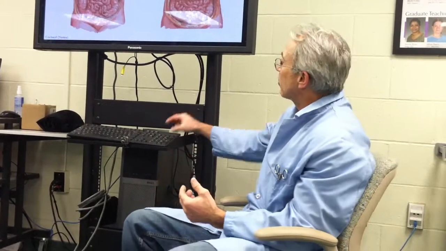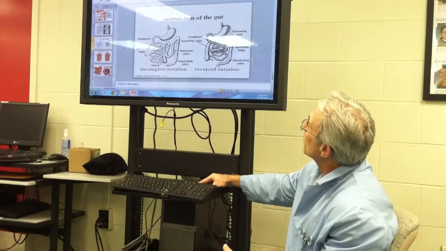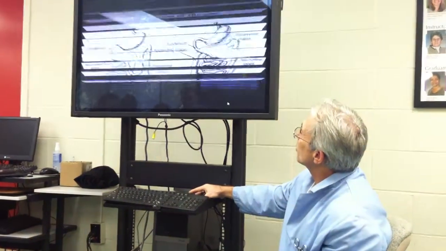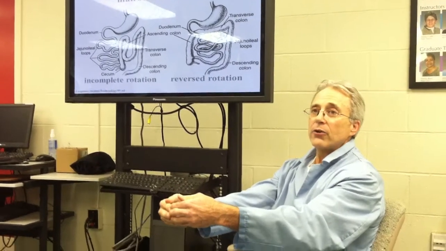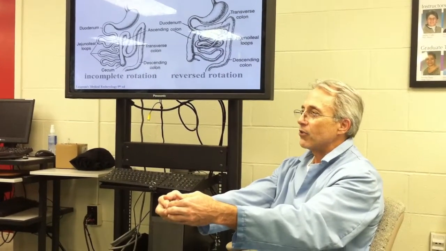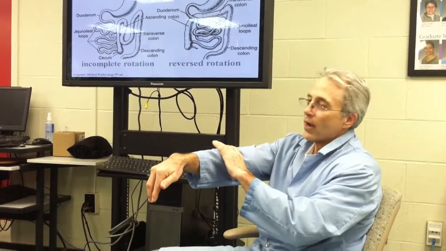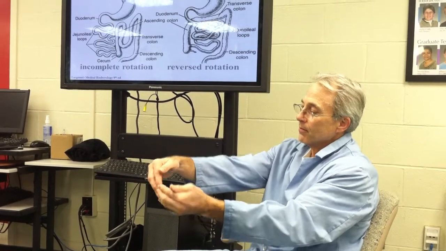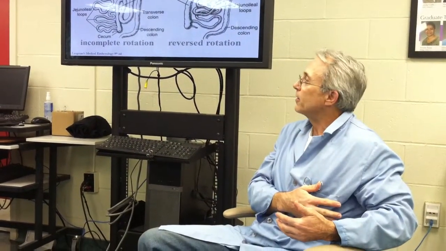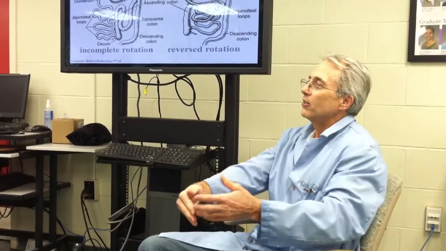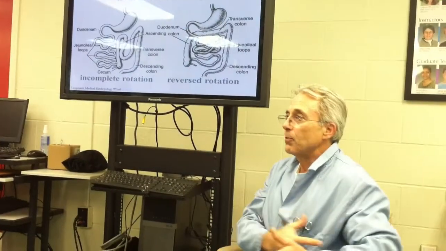But if you get any kind of malrotation, this can happen during development. You could end up with only 90 degrees rotation, and that additional 180 degrees rotation never happened. So it just comes in like that. What happens? Just remember, duodenum, jejunum, and ileum are all on the right side, and we have colon all on the left side. So you end up with this left-sided colon in that case. Everything's packed into the left side.